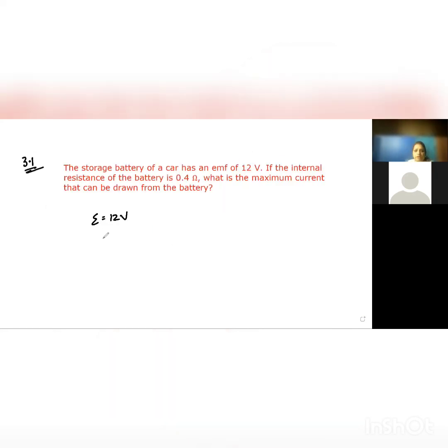12 volts. If the internal resistance r of the battery is 0.4 ohm, what is the maximum current that it can draw? Just now we have seen the formula. Can anybody help me with the formula? Epsilon by r. Yes, perfect. I max is equal to EMF divided by R plus r. So external resistance is equal to 0. So it is 12 divided by 0.4. So what is the answer here? It will be 30 amperes.